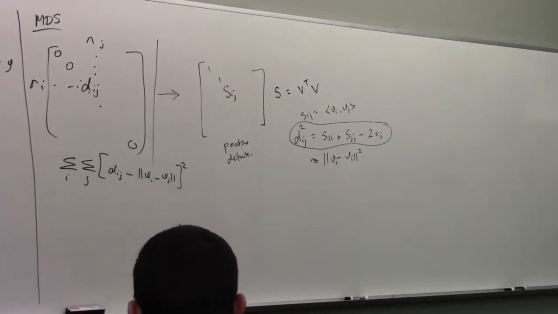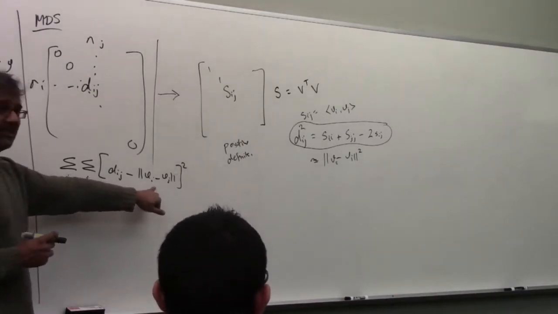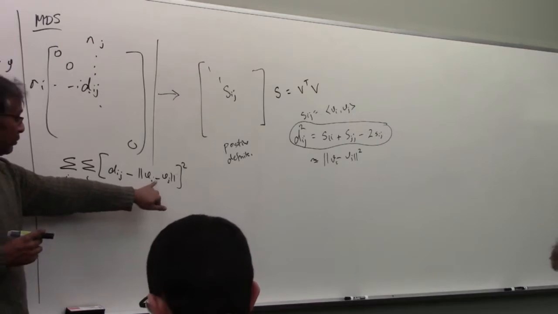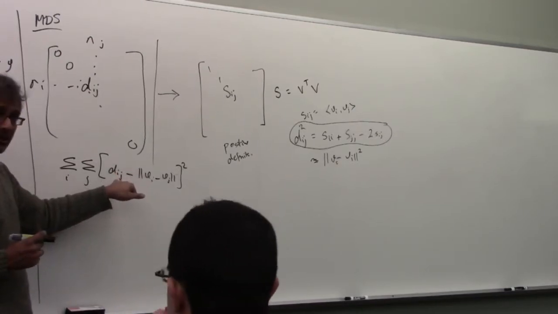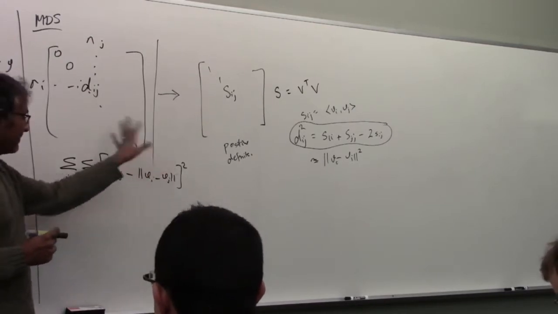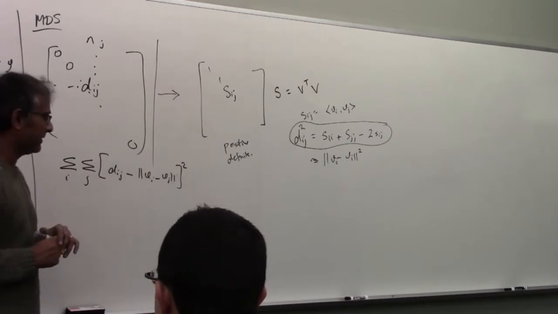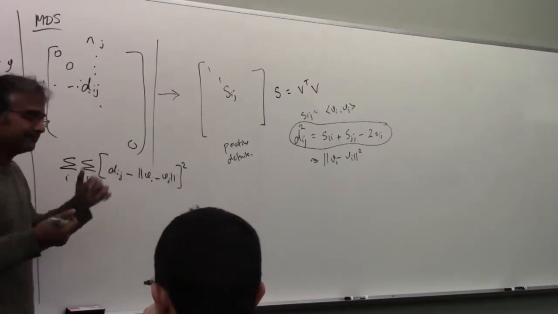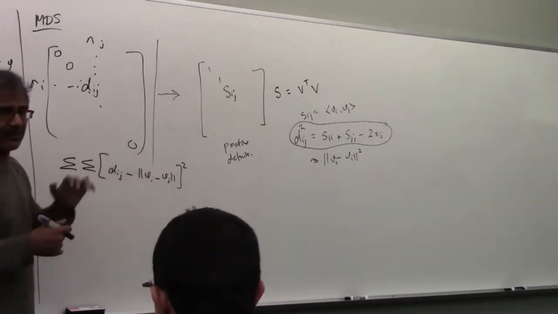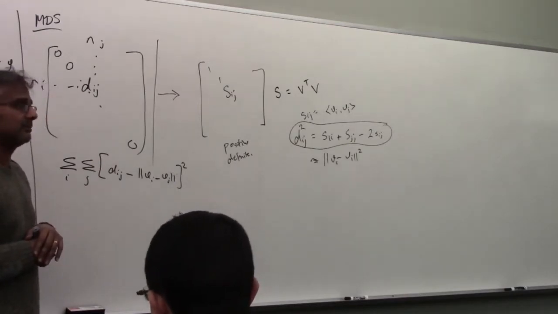So this is a very reasonable thing, right? What I'm saying is that on average, I want the distance in the target space to capture the distance in the source space. On average. Okay? I go square because I don't care about signs. I can take absolute values of it. That's called robust.